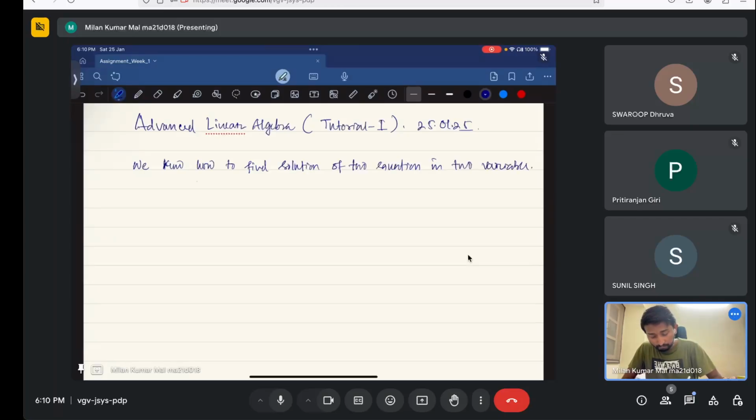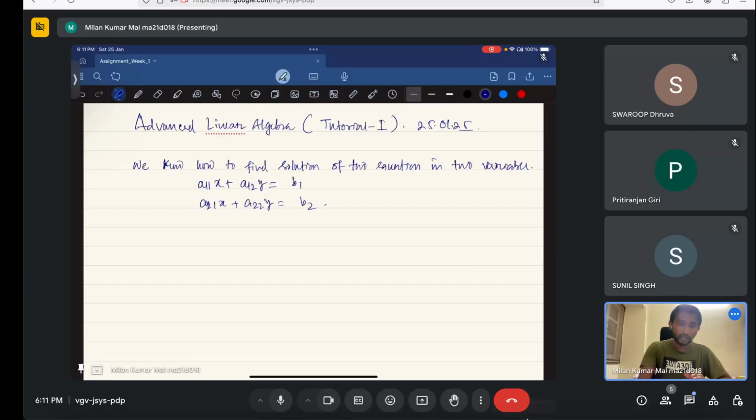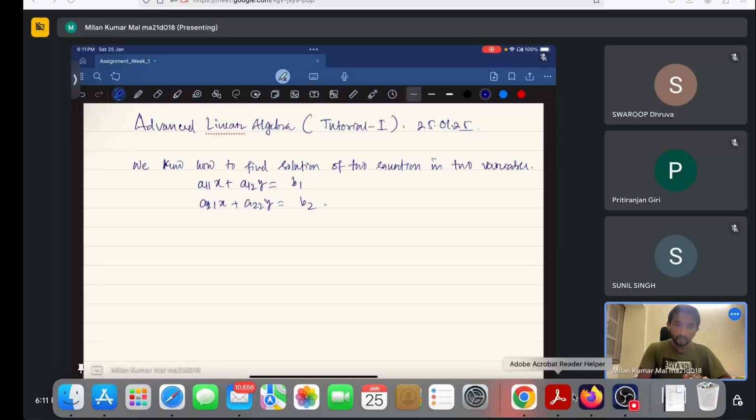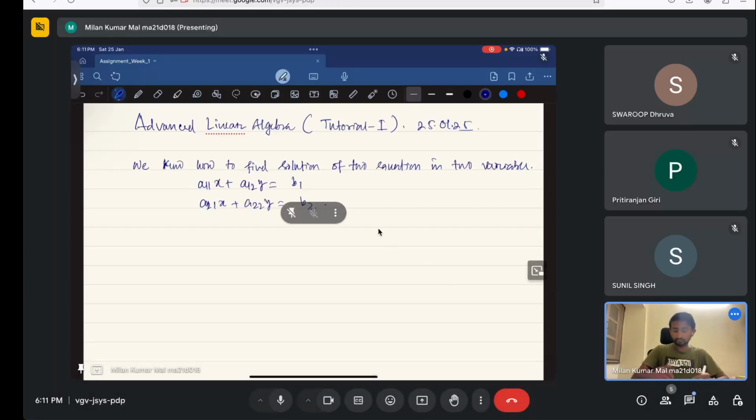Suppose x and y are variables, a11x plus a12y equals b1, and a21x plus a22y equals b2, and you know how to solve this problem. You can compare x found from both equations to get the solution for y, and after that you can replace the value of y in one equation, so that you will get the solution of the other variable. So this is the way.